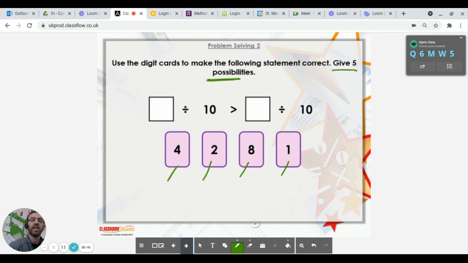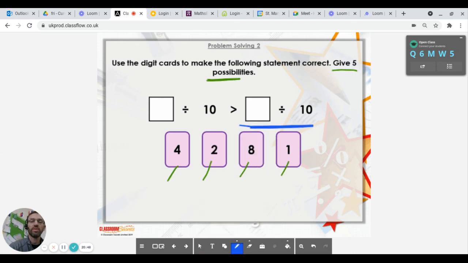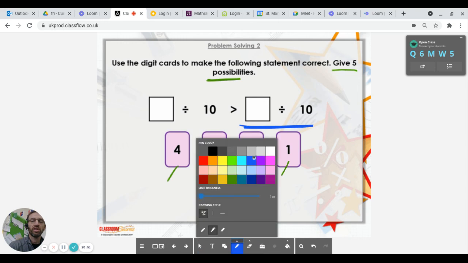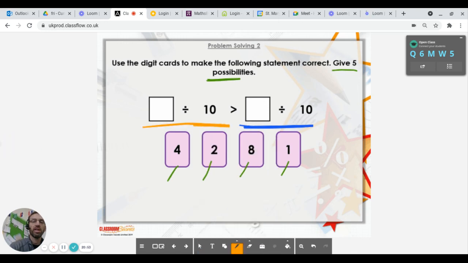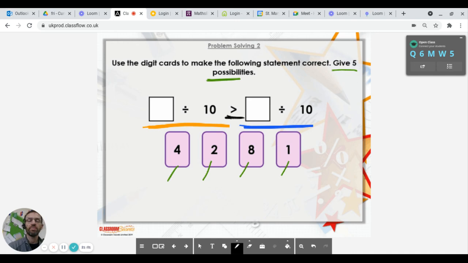So this is an equation or a statement, and we've got two sides to the statement, I would say. We've got to look at it as one side being here, and if I colour in a different colour, the other side being over here. And in the middle, you've got your symbol. What does that mean? Yeah, greater than. So something divided by 10 is greater than something else divided by 10. So what's going to be greater? Both sides, the blue and the orange side both have the same rule. It's both dividing by 10.